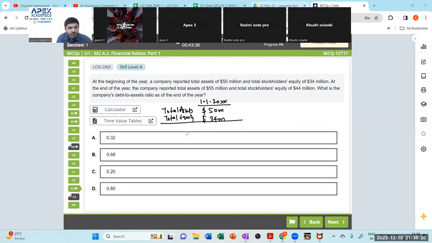My dear friends, therefore automatically can I say that total debt is $16 million? Yes or no? Please tell me that. Do you agree? Balance sheet equation.